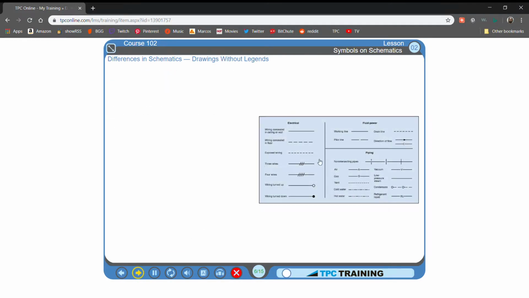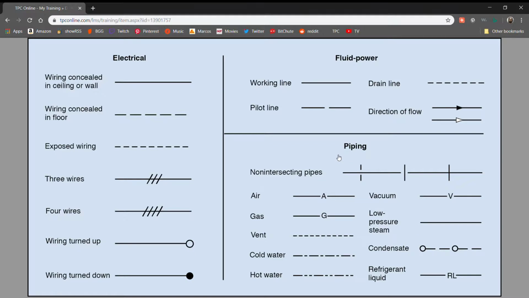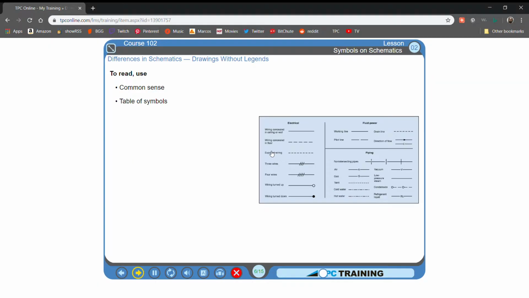If a drawing carries no legend, the best way to figure out what various lines mean is to use your common sense, plus a table of symbols. This table of symbols and your own good judgment will probably enable you to interpret the lines on most schematics you will need to read on the job.